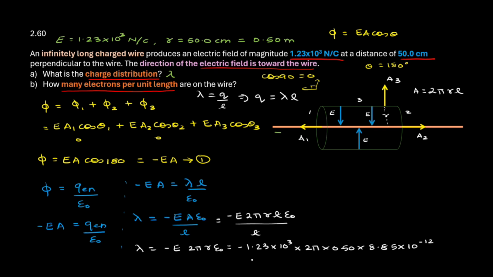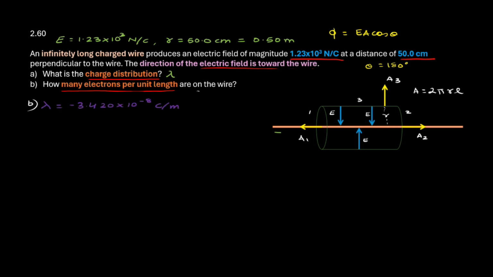And when you solve this, you get lambda to be equal to negative 3.420 times 10 to the power negative 8 coulomb per meter. So this is my charge distribution lambda. Since it is linear charge density Q over L, the unit of this charge distribution will be coulomb per meter. In part B of the question, we need to find how many electrons per unit length are on the wire.